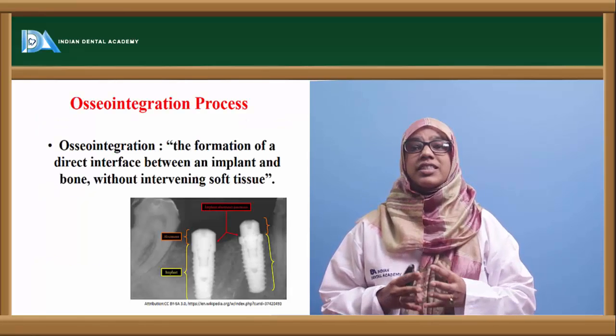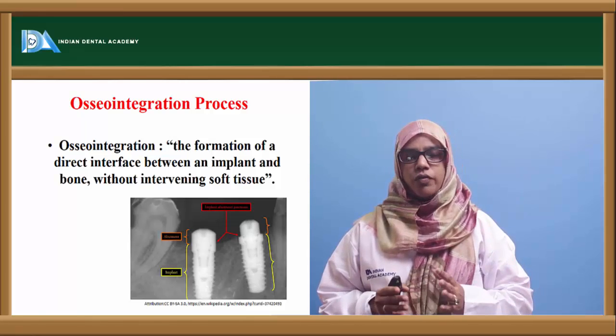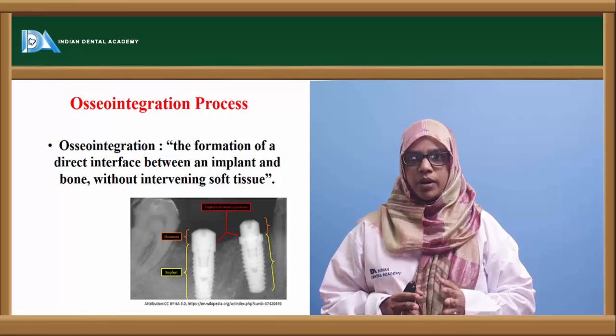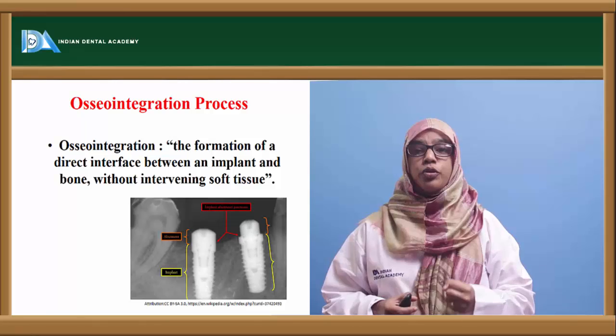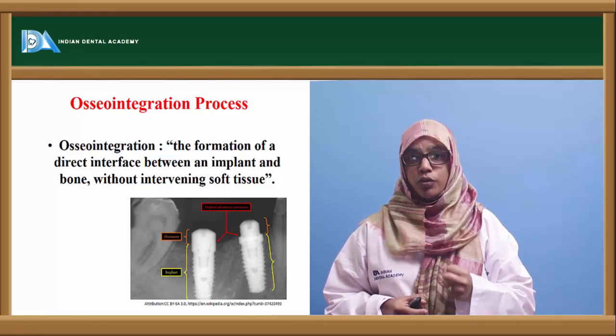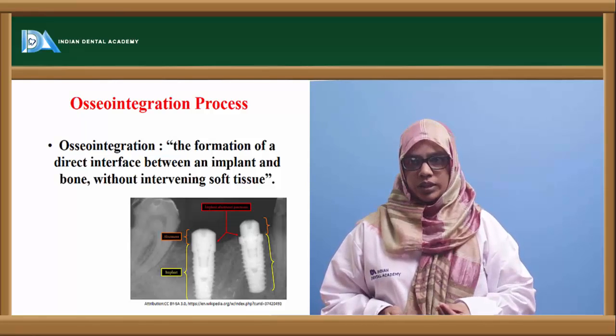But currently the Brånemark theory is widely accepted and it is actually true. Thus, what exactly is the osseointegration process? Osseointegration is the formation of a direct interface between the implant and the bone without any intervening soft tissue. There is bone-to-bone contact. There is bone growing over the titanium screw without any kind of soft tissue between them.